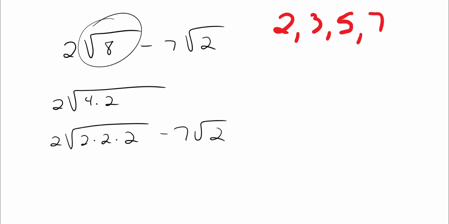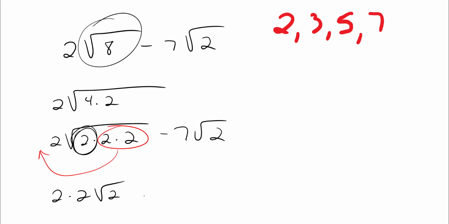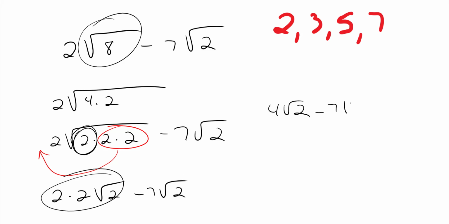Remember, all you need is a pair of something, and that comes out. So a 2 comes out, that's the 2 I just took out, and what do I have left over? I have that 2 there, minus 7 root 2. So this becomes 4 root 2, minus 7 root 2. 4 root 2 minus 7 root 2 is negative 3 root 2, and we're done with the problem. You are allowed to add and subtract when they're different, only if you can make them the same. If you can't make them the same, then you can't do the problem.